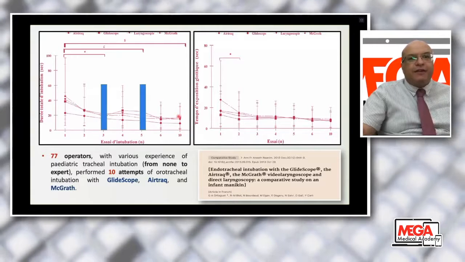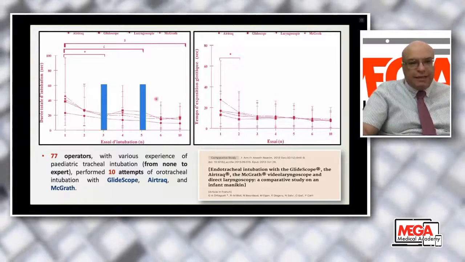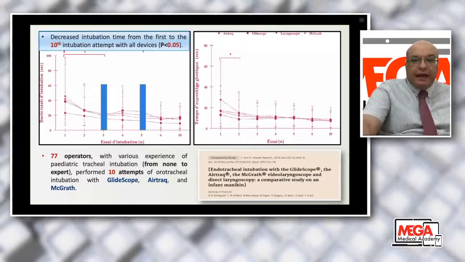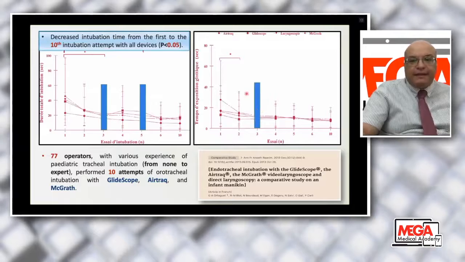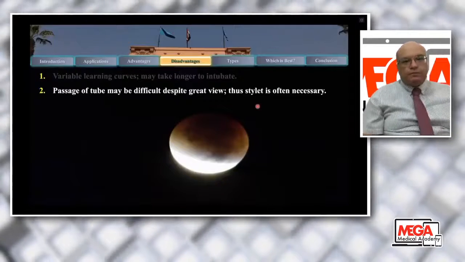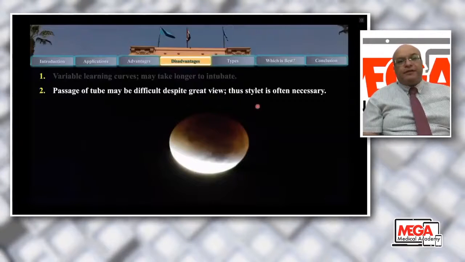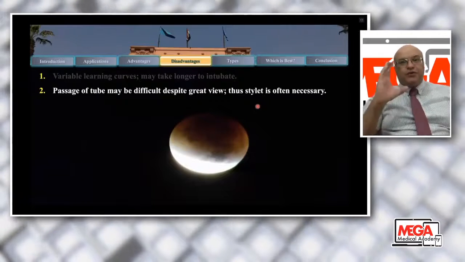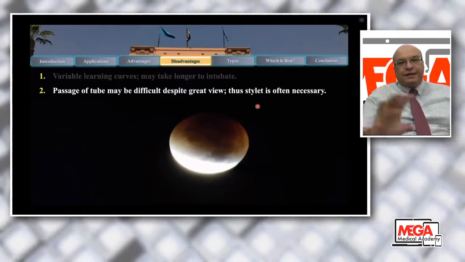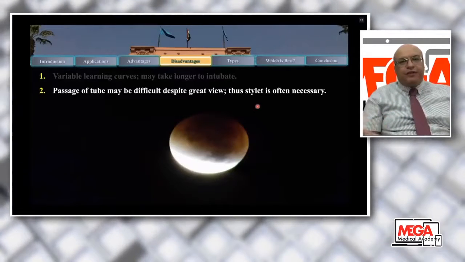The 10 trials, that's meaning you have a 10-time experience. That's the beginning one. Ease of intubation also is decreased from the third attempt, as you can see here on the left side. The passage of the tube may be difficult despite a good view. You have to keep in mind that a good visualization of the glottis doesn't translate anymore to ease of intubation.